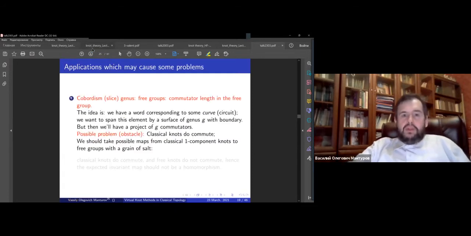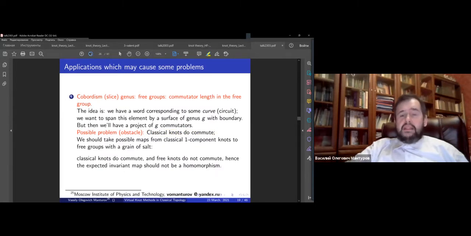So today I will work with words more than with pictures, maybe actually some applications which potentially can cause some problems. For example, I want to say a couple of words about a caveat for classical knots. The caveat is that classical knots do commute, and virtual knots actually do not commute except obvious cases like powers of the same or maybe classical knots. And free knots, I suppose they never commute.